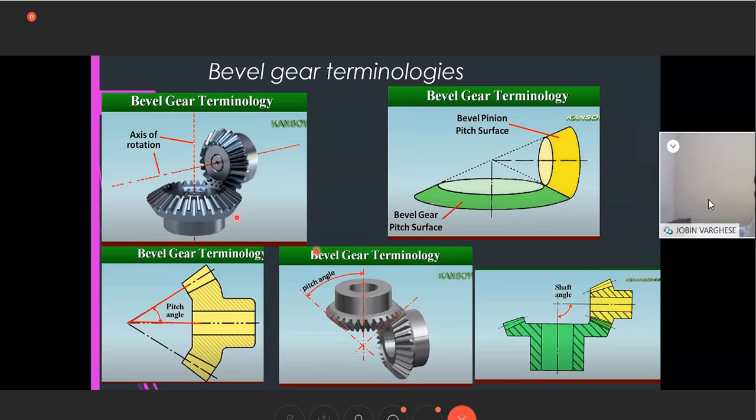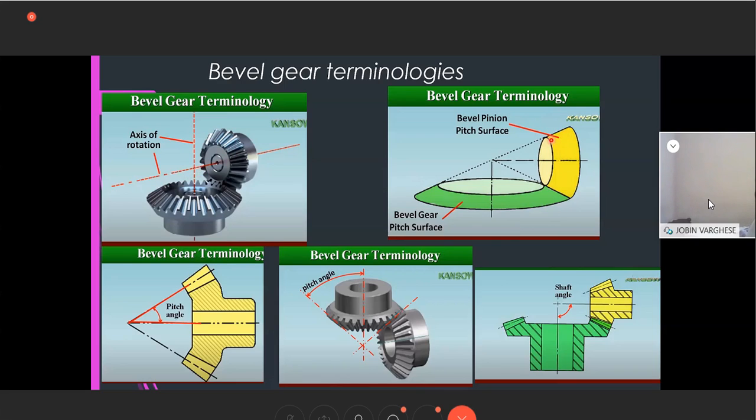Then there is a lot of terminology here. I haven't included much terminology over there. However, we can see some terminology here, bevel gear terminology, that is because of the axis of rotation, the axis and how the angle is there with this one. So already I have shown you how the axes are at 90 degrees over this one.